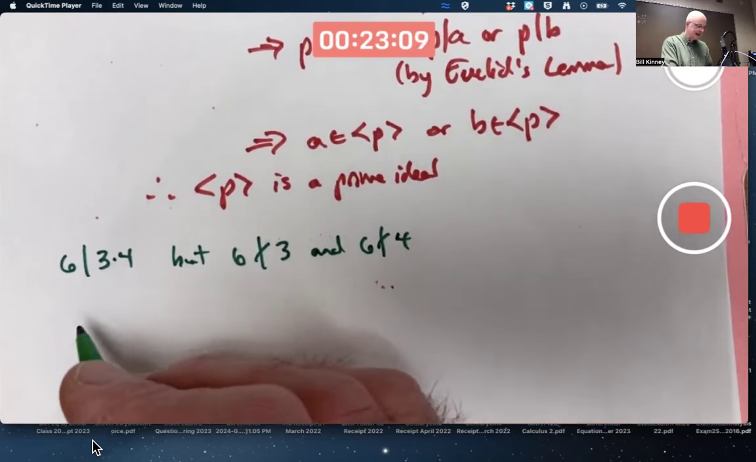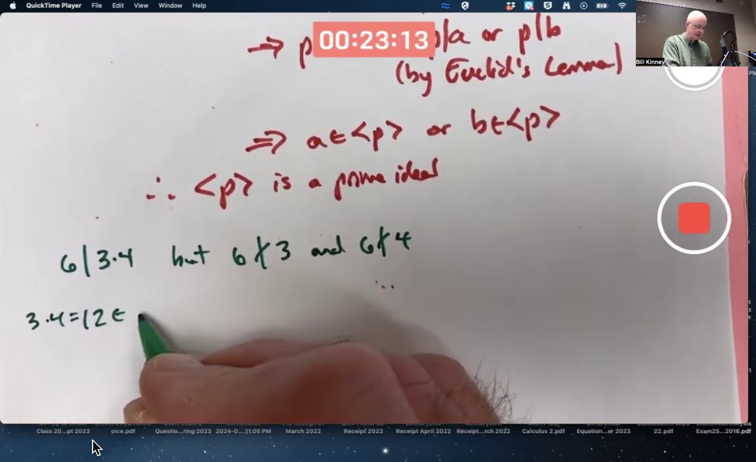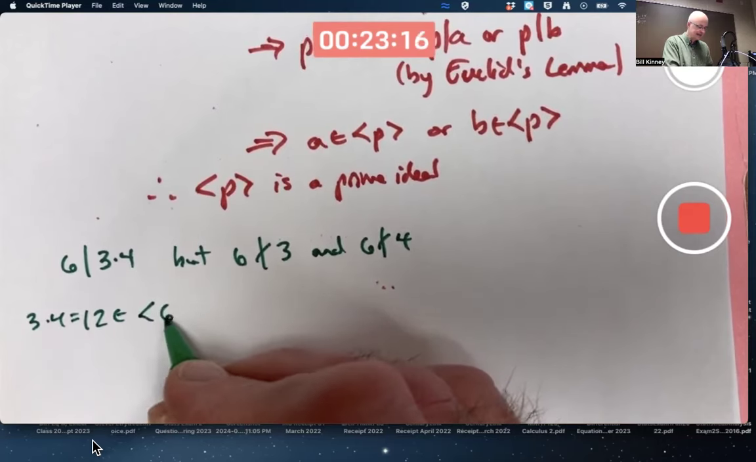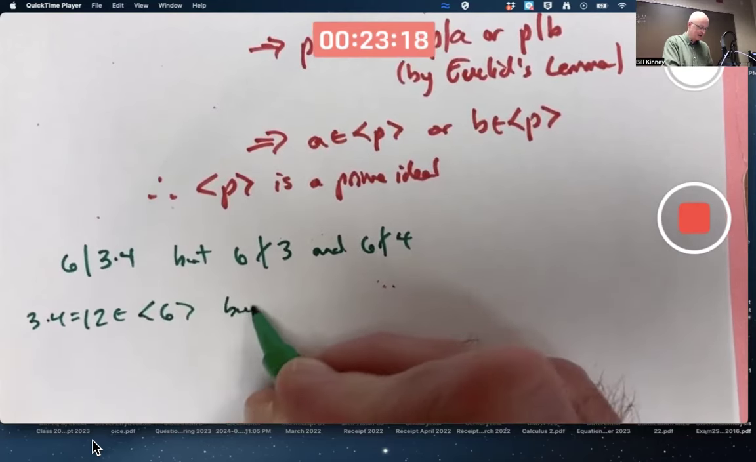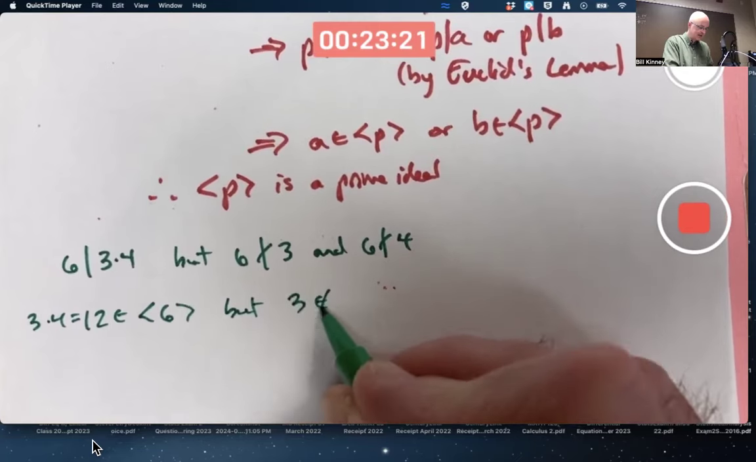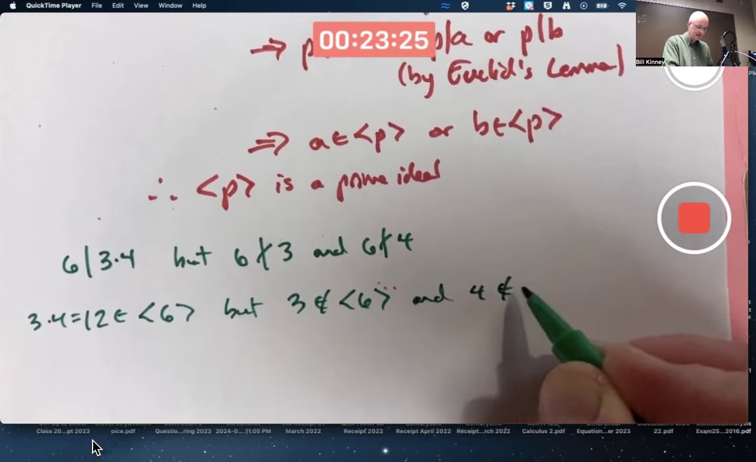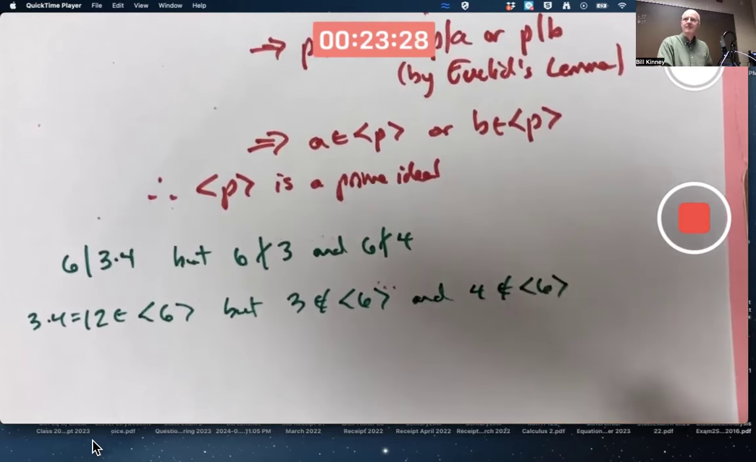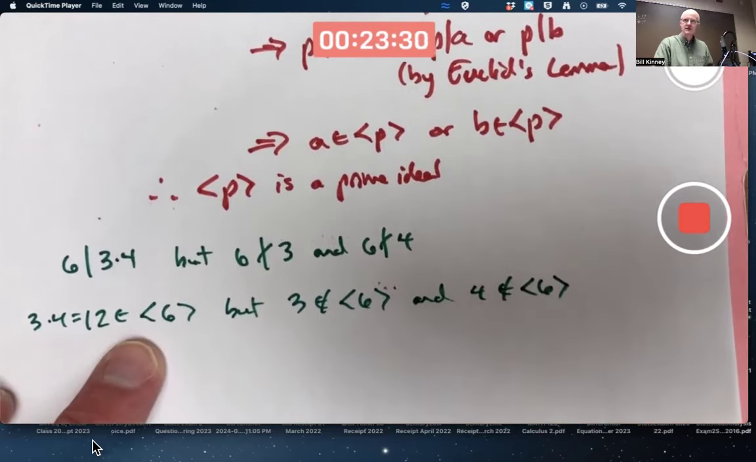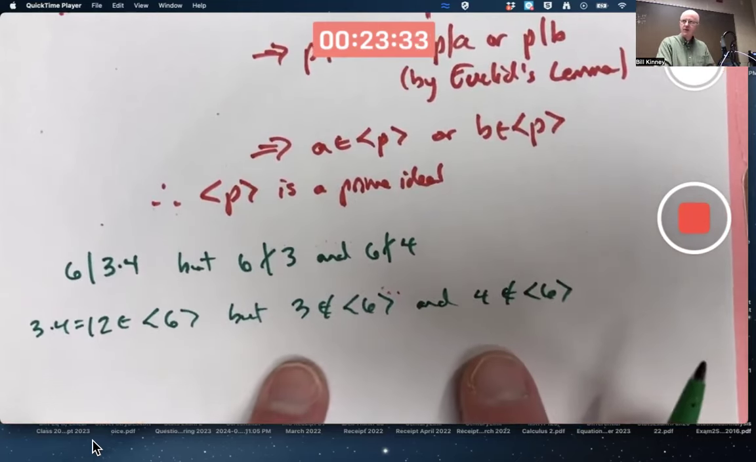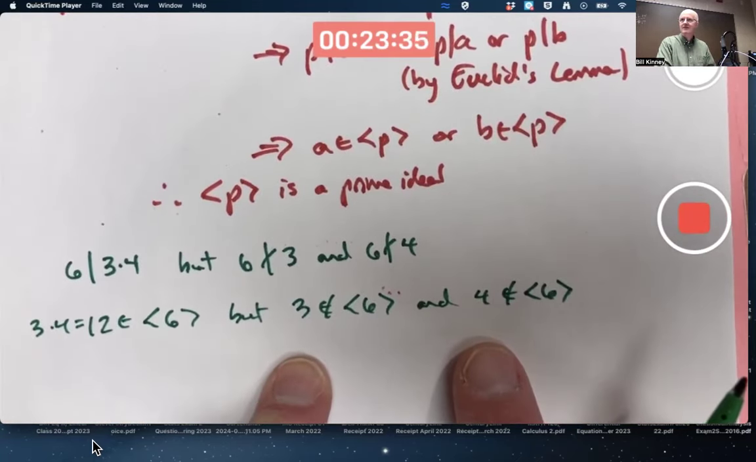This would be equivalent to saying 12 equals 3 times 4 is in the principal ideal generated by 6, but 3 is not in that principal ideal, and 4 is also not in that principal ideal. 3 times 4 is in the principal ideal generated by 6, but neither 3 nor 4 are. That's enough to show the principal ideal generated by 6 is not a prime ideal. And you could come up with examples for other non-primes as well.